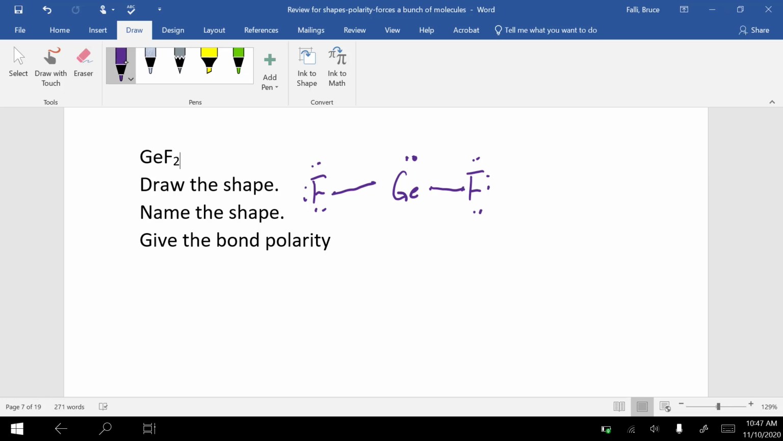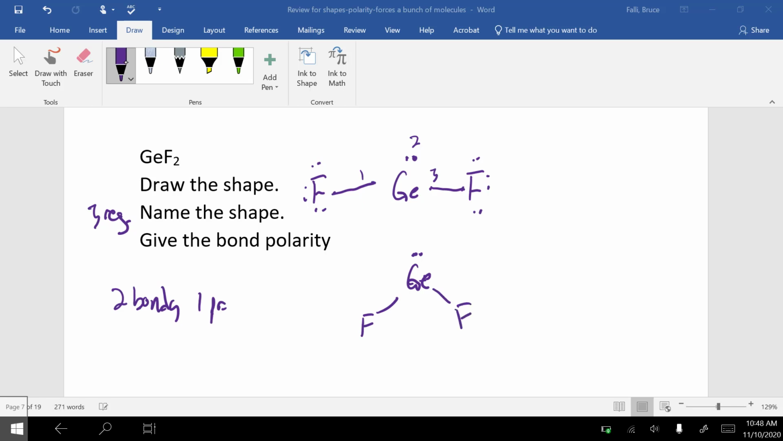Okay, so now I have 3 regions. See, I have 3 regions with 1 pair, it's 2, then 3. Remember, we're only counting the regions on the central atom. So then, if I have 3 regions, but I have 1 pair, so 2 bonds, 1 pair, that's going to be bent. And that name is bent.